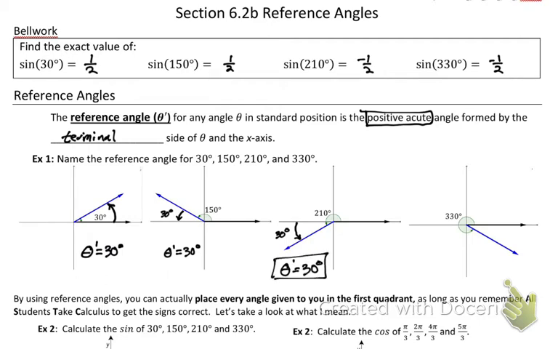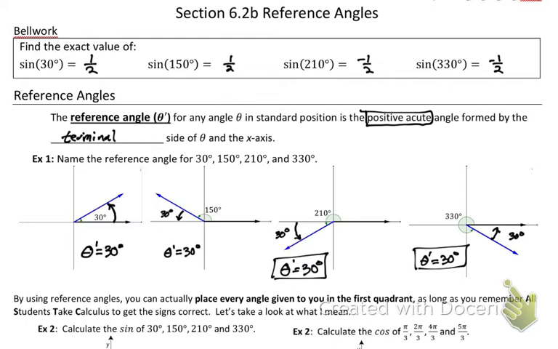And our final one, it's definitely not quickest to get to this direction, so we're going to go full 360. That's how we get the quickest to the x-axis. So 330 plus what equals 360? 30 degrees again. Theta prime equals 30 degrees. All of them are 30 degrees, which means if you know the sine of 30 degrees, you know all four of those. Because that reference angle is the exact same value for all of them.